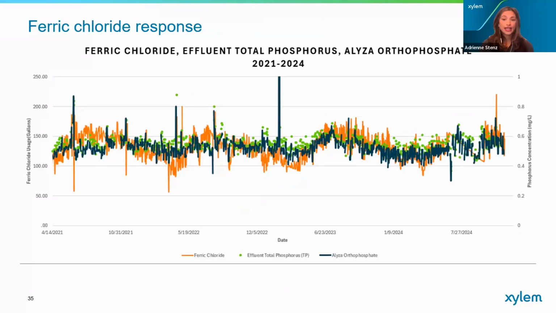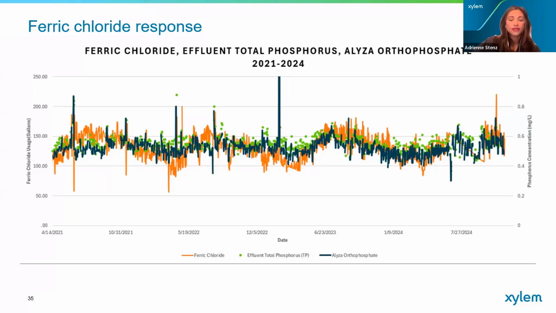This graph shows Alyza PO4 in dark blue, daily laboratory TP in light green, and ferric chloride usage in orange from 2021 through 2024. You can see that the ferric chloride usage trends well with the Alyza and effluent TP levels. So as Alyza detects increases in PO4, the dosing system ramps up, and as PO4 concentrations drop down, the system backs off. And the effluent TP, confirmed through laboratory testing, follows this same pattern closely, showing that the control system is doing its job.